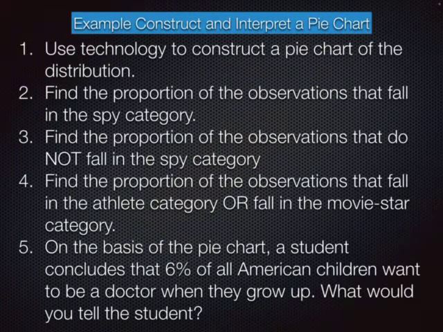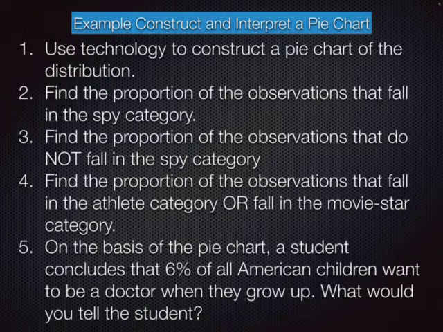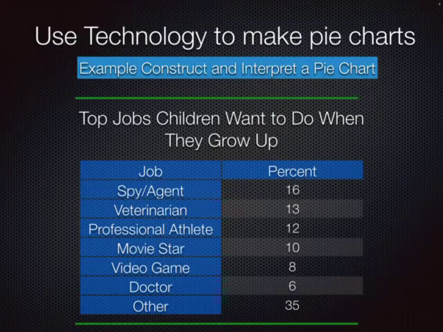Here are the directions of what we want you to do. Number one, use technology to make the pie chart. We're going to find the proportion of observations that fall in the spy category. We'll find the proportion that do not fall in the spy category, and that fall in the athlete category or movie star category. And then on the basis of the pie chart, a student concludes that 6% of all American children want to be a doctor when they grow up. What would you tell the student? These are the questions that we're going to answer about this data right here.